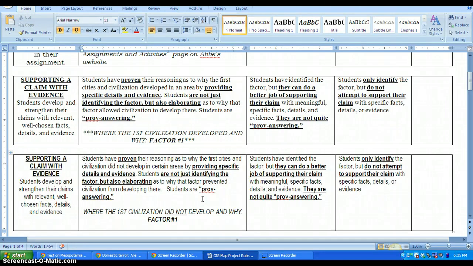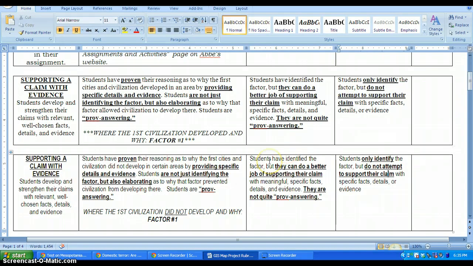Okay? So again, same thing here. You get 3 points for each factor if you are proving, you're giving me evidence, you're going above and beyond, you're really showcasing what you know and what you think. 2 points if you're so-so: you give me the factor, but you can do a better job of supporting your claim. 1 point if all you do is tell me there was no civilization in Saudi Arabia because there's a desert. That's 1 point. You haven't told me anything about the desert.